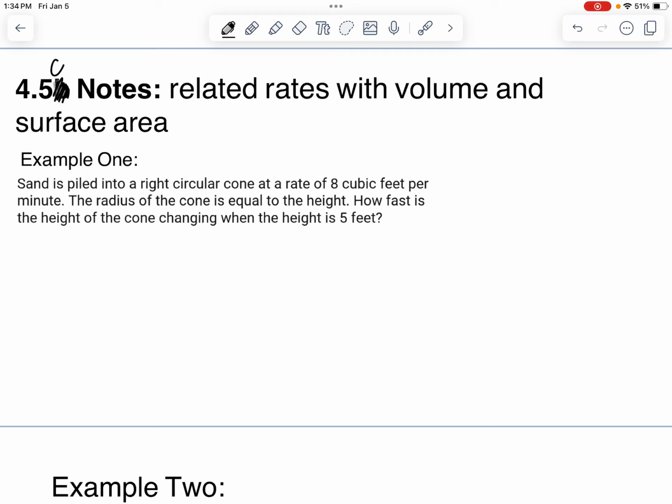So example 1 says sand is being piled into a right circular cone at a rate of 8 cubic feet per minute. The radius of the cone is equal to the height. How fast is the height of the cone changing when the height is 5 feet?